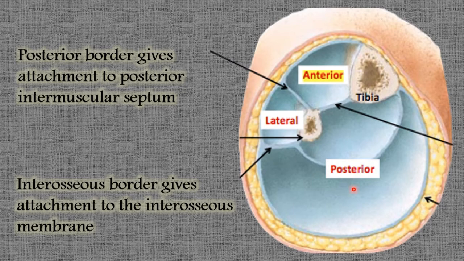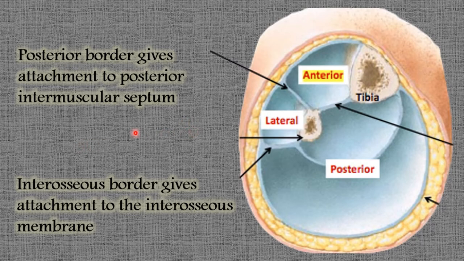The posterior deep and superficial compartments you will discuss when you do the compartments. So lateral compartment is separated from the posterior compartment via the posterior intermuscular septum, which gets attached on the posterior border of the fibula. Now interosseous border gives attachment to the interosseous membrane, which again separates the anterior compartment from the posterior compartment, or you can say the deep part of the posterior compartment.